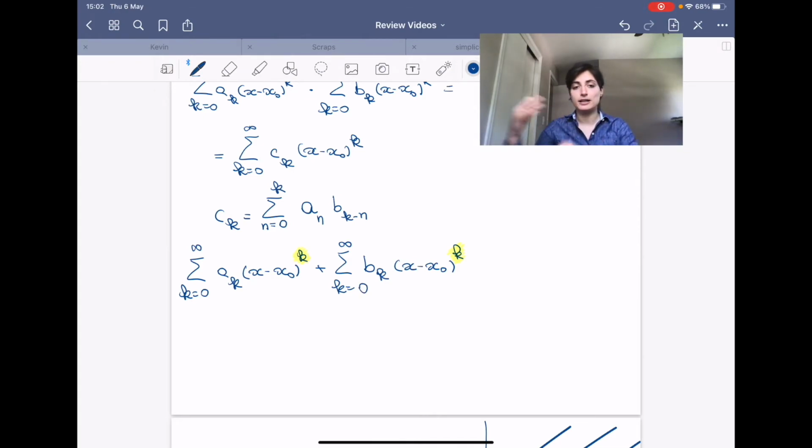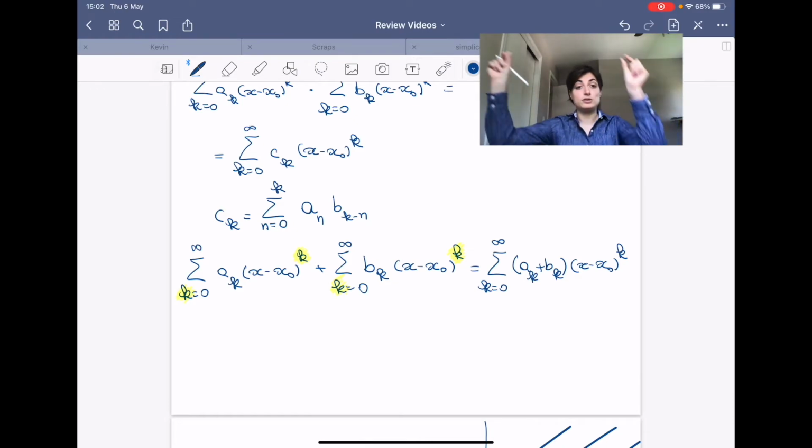But in general, what we really need for things to work is the powers to be the same. So once we have reorganized our series such that (x minus x0) to the power k appears in both series, and k can change name, but the important thing is that it's the same as the iteration element that you're considering, then the sum of these two things is the sum from k equals 0 to infinity of (ak plus bk)(x minus x0) to the power k. So if we're able to rewrite our problem as a sum of power series with the same powers in the series, then we're able to sum it correctly.